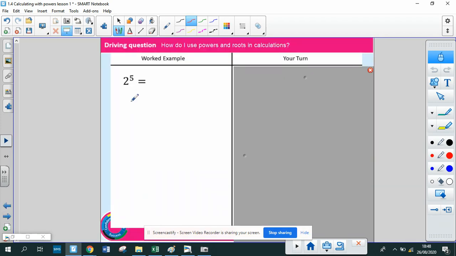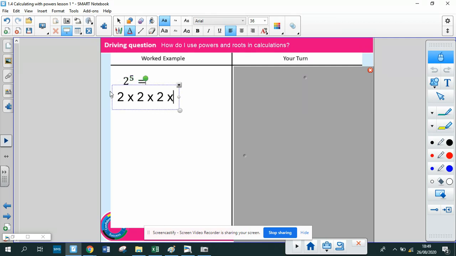Okay, I'm going to have a look at an example with you and then you're going to have a go. So we're looking at the powers first of all. 2 to the power of 5 means that we're multiplying 2 by itself 5 times. So that means that we are doing 2 multiplied by 2 multiplied by 2 multiplied by 2 multiplied by 2. 1, 2, 3, 4, 5, 2s all multiplied together. And that makes 2 times 2 is 4, multiply by 2 is 8, multiply by 2 is 16, multiply by 2 again is 32.